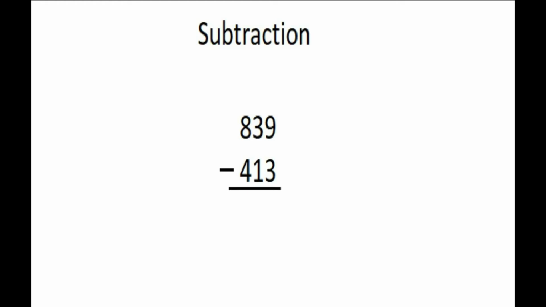So let's get started. Starting in the ones column, 9 minus 3 is 6. Now we're moving over to the tens column. 3 minus 1 is 2. And now we're moving over to the hundreds column. The hundreds column is the next column to subtract in. 8 minus 4 is 4, making our answer 426.